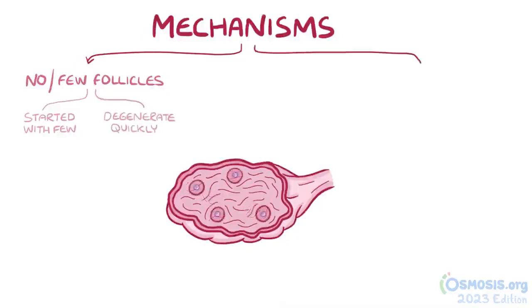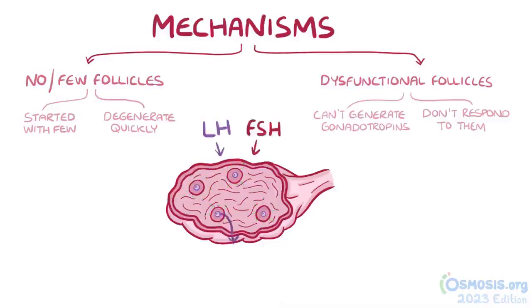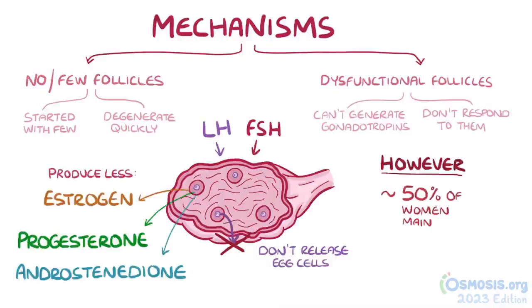The second mechanism is that the follicles are dysfunctional, meaning that they're present but simply can't do their normal job, either because they can't generate gonadotropins themselves, or because they don't respond to the gonadotropins, or because they can't generate hormones themselves. In any case, the ovaries fail to respond to pituitary LH and FSH, which means that they don't release egg cells normally and produce less estrogen, progesterone, and androstenedione. However, about half of these women maintain some intermittent ovarian function.